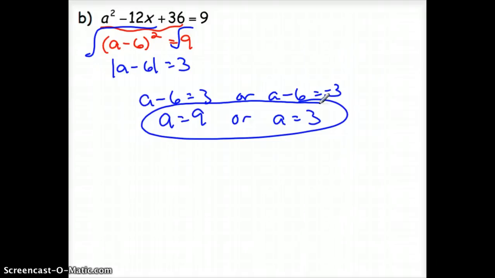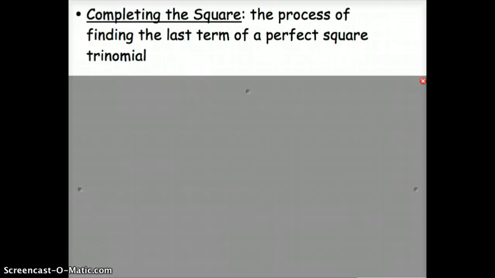Okay, here's where it's going to get more challenging. We are going to actually work on completing the square. When we're completing a square, we are going to go through the process of finding the last term of a perfect square trinomial. So we're going to try to make something that's not a perfect square trinomial into a perfect square trinomial.